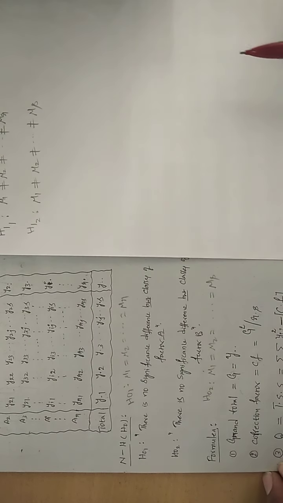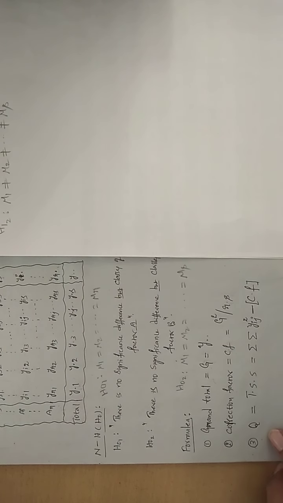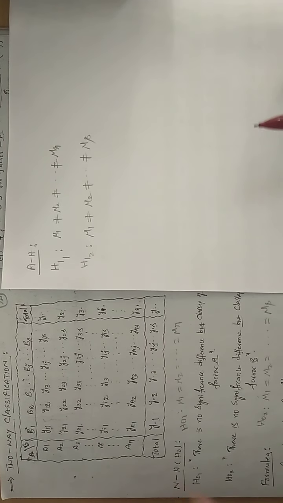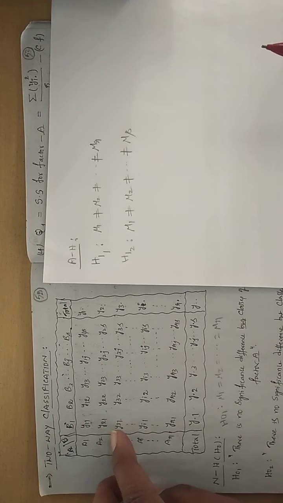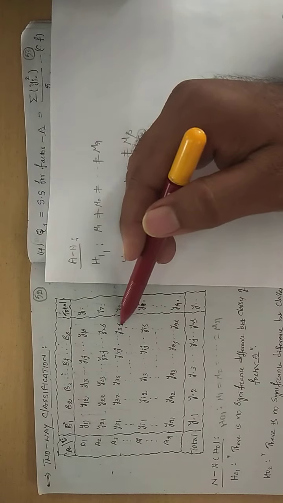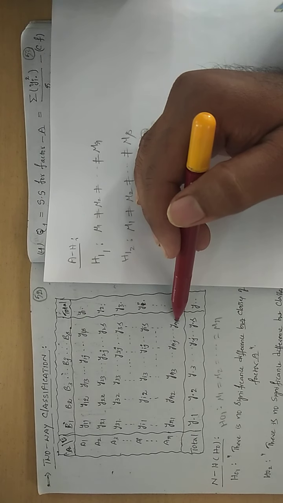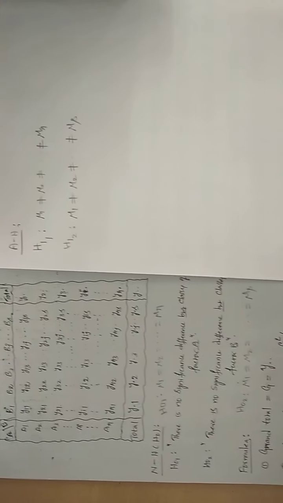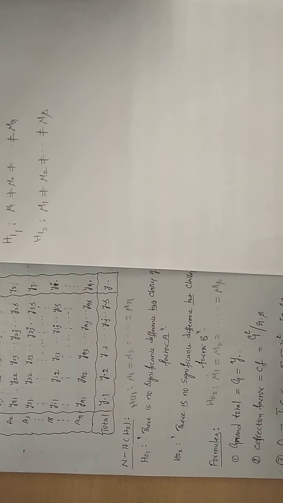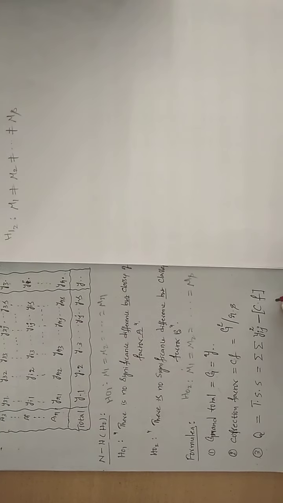Now a very important calculation, Q, the total sum of squares. Just like our one way classification, here also what you need to do? Every element you need to square and add. All that total minus correction factor. So every element square and total, its total minus CF. Just like our one way, here also you are going to do the Q value.